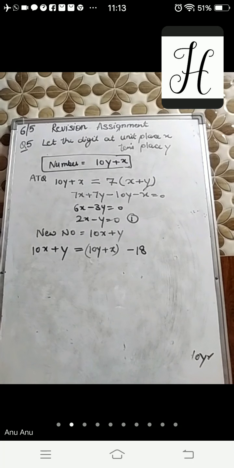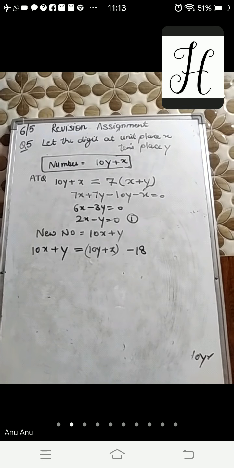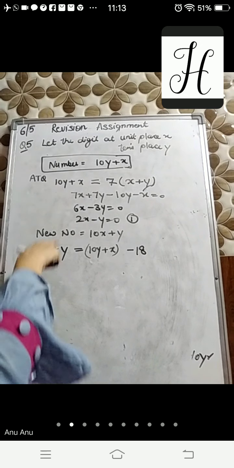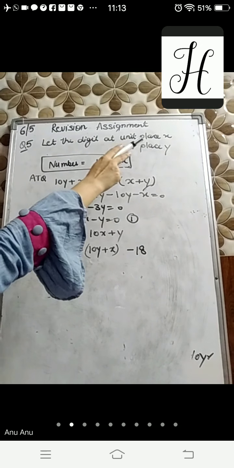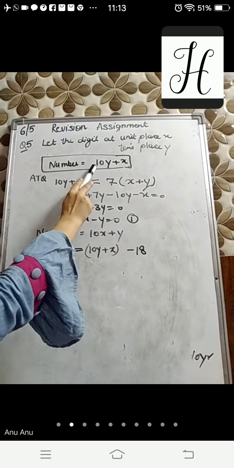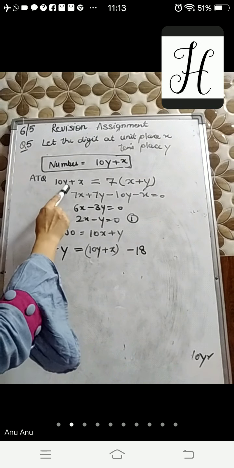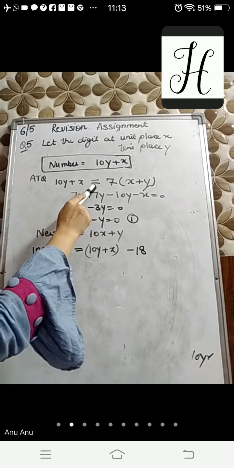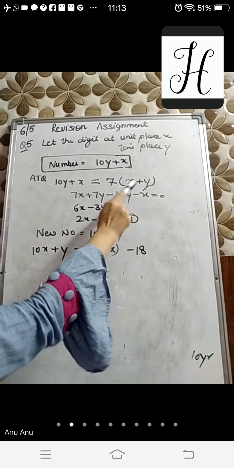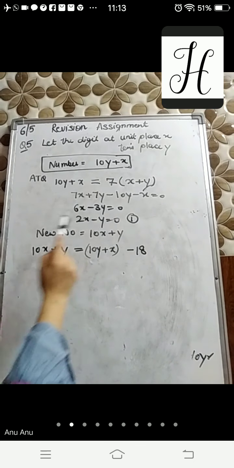Now read the question again. Yes, I am explaining this question again. I have supposed the digit at the unit place x, tens place y, so number formed is 10 into tens place plus unit place. In the first condition, it is given that the number formed is equal to 7 times the sum of the digits, इन दोनों digits का sum. इसको solve करके equation आ गई.